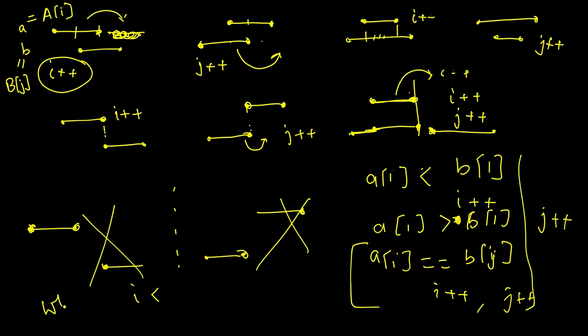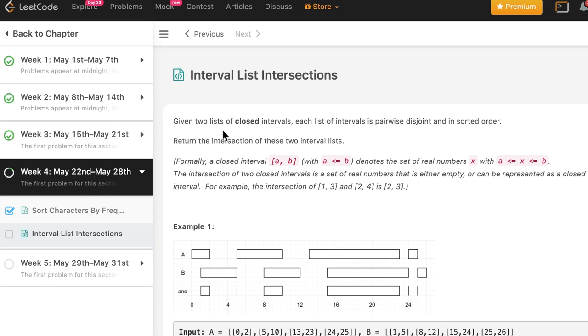So while I is less than A dot size and J is less than B dot size, we will continue. And if any of them has ended, we have iterated, then there is no possibility of further overlap. So we return the result. So let's write the code for this. First in C++, then Java and Python. So they are explaining the same example. I had taken this example from this LeetCode itself.